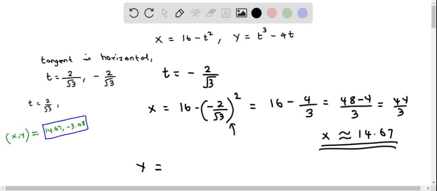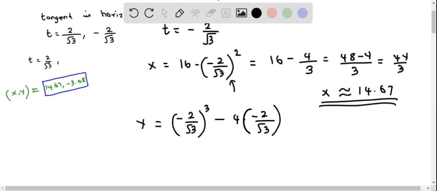Now let's determine y by substituting t equal to negative 2 by root 3 into the equation. So we have y equals t cubed, which is negative 2 by root 3, cubed, minus 4 times t, which is negative 2 by root 3. Let's evaluate this. Cube of a negative number is a negative number. So I put negative, and 2 cubed is 8, divided by root 3 cubed is 3 root 3. And here we have negative times negative is positive. So we have 4 times 2 is 8 divided by root 3.